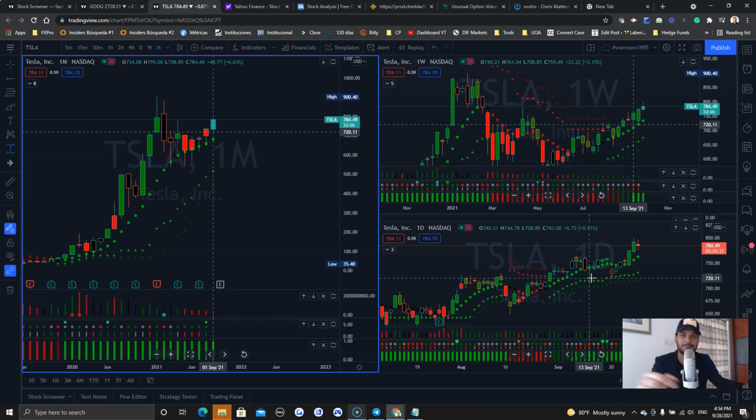Look at the monthly. There you go. Three aligned heat maps. That means it's time to buy. That's what it's time to buy. A clean buy at $714, give and take. Also, you're buying the protection of the round figure. The 700 figure is being protected.